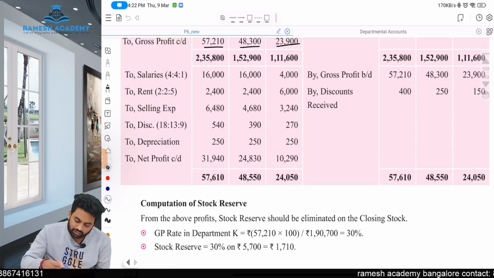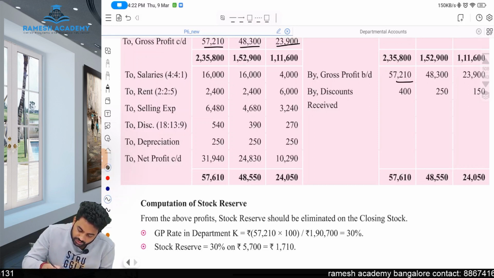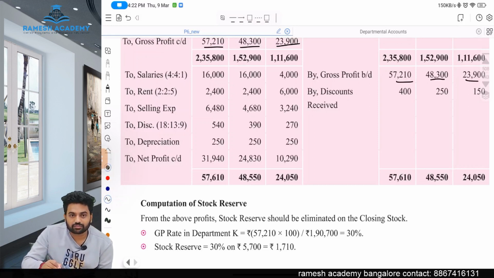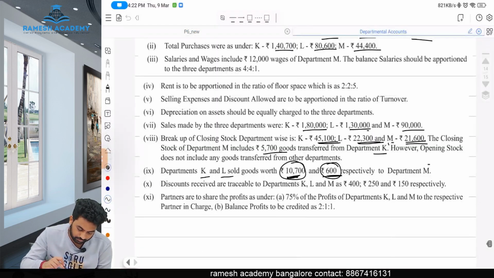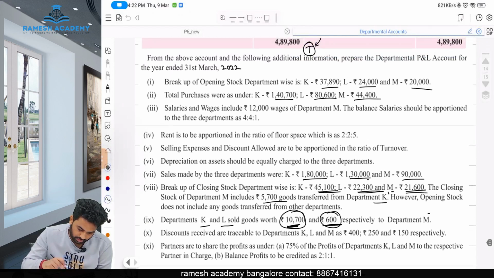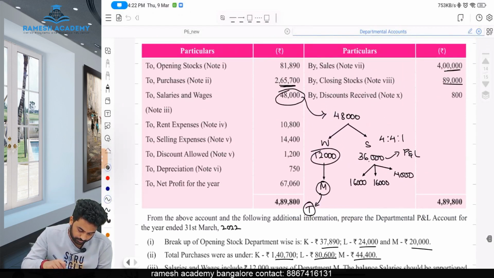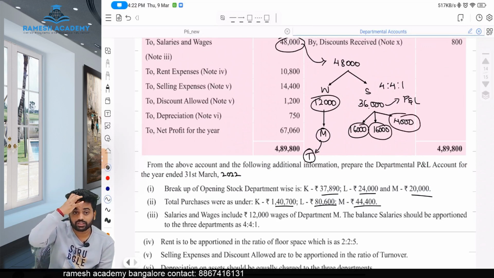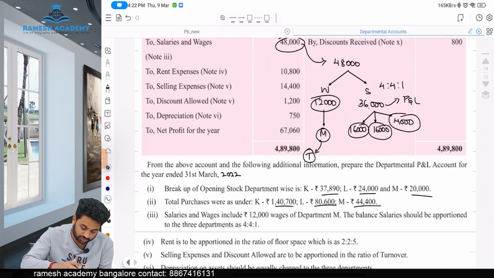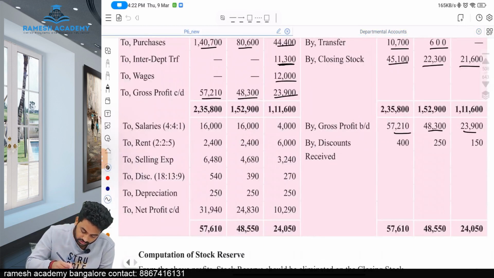Gross profit 57,210, 48,300, 23,900. Okay, now P&L items we have to bring. Okay sir, which are the P&L items now? Salaries was 16,000, 16,000, 4,000. P&L item: salaries 16,000, 16,000, 4,000. Done.